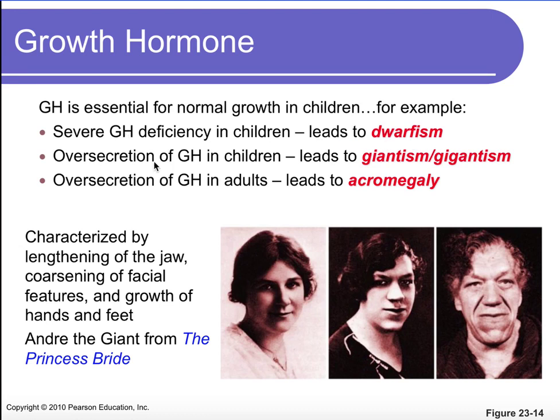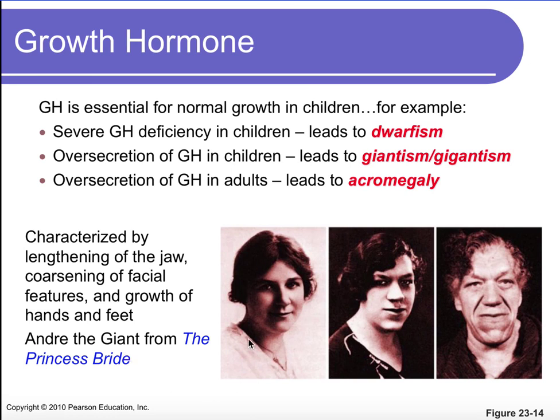If you have oversecretion of growth hormone as a child, then it leads to gigantism or giantism, so you grow really big. And then, let's say growth hormone is released normally as a child, so you grow into normal adulthood size. But then after you've become an adult, you start to have oversecretion of growth hormone. Maybe a tumor is causing it. Then it leads to a condition called acromegaly. It's characterized by lengthening of the jaw, coarsening of the facial features, growth of hands and feet. And if you've seen the movie The Princess Bride, Andre the Giant in that movie had acromegaly.